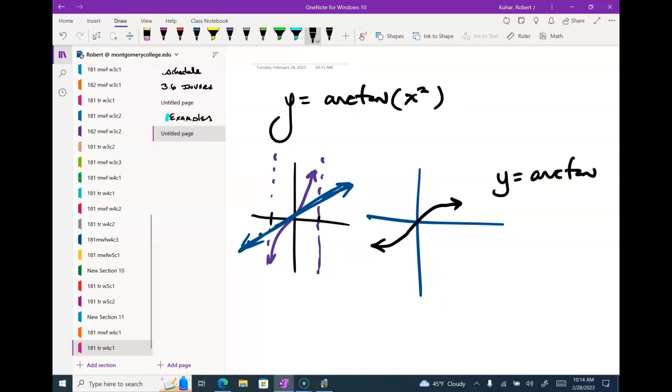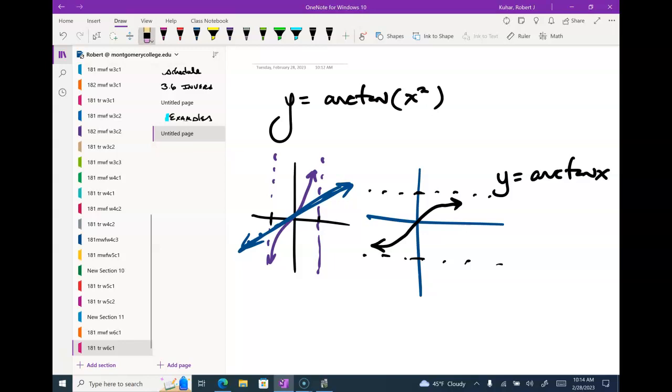It's everything, right? Every x. You see how wide it gets? It goes forever. What's the range of arctan? How high does it go? How low does it go? We've got asymptotes, right? Pi over 2, plus or minus pi over 2.